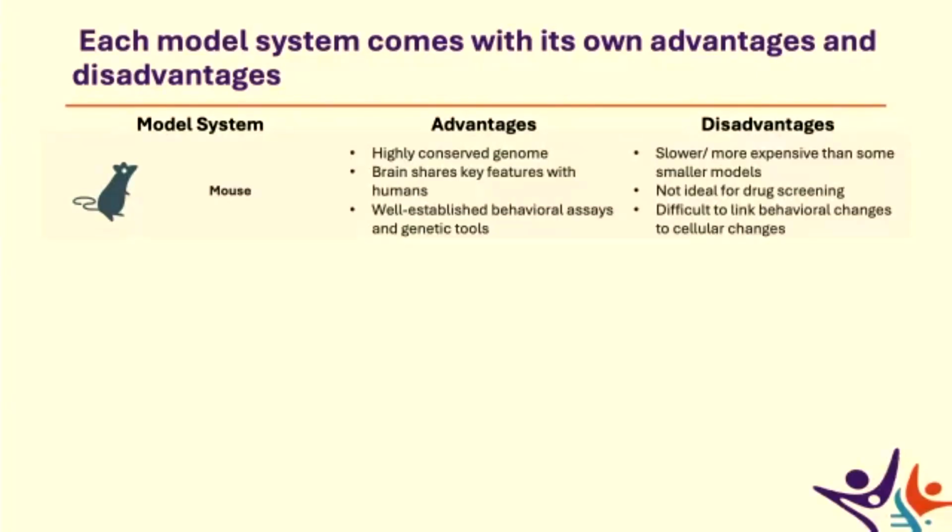They are a little slower and more expensive than some of the smaller models. They're not ideal for screening drugs, although you can certainly test drugs in them, but doing high-throughput screening is difficult. And it can be difficult to link certain behavioral changes to things that are happening at the individual cellular level.